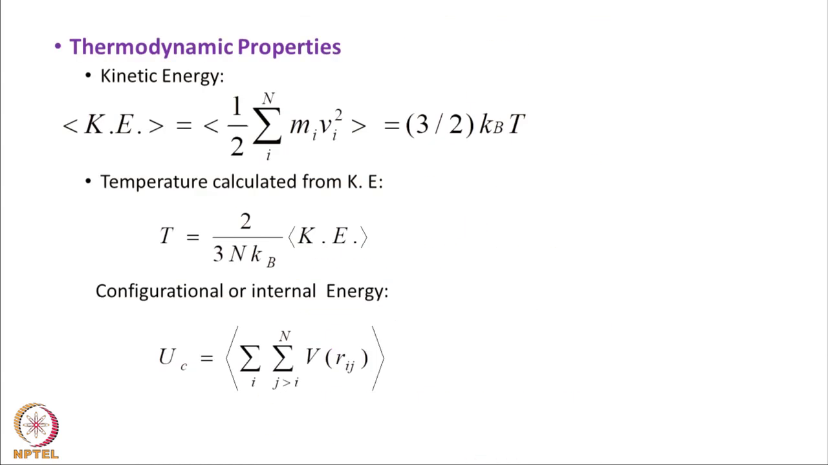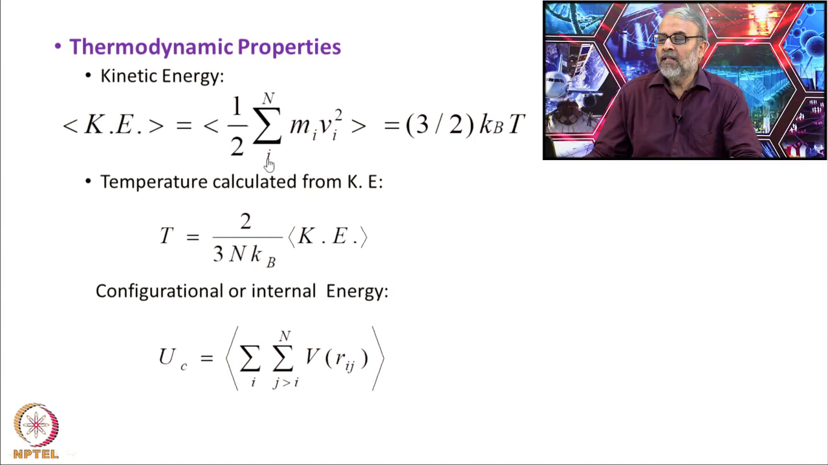Okay. So, next we want to study thermodynamic properties. So, what are the thermodynamic properties you want to study? One would be the kinetic energy. So, kinetic energy is nothing but the sum of i going from 1 to N, m_i v_i square. So, that should be equal to 3 by 2 kT by the equipartition theorem. So, it allows me to calculate the temperature from calculation of the kinetic energy. So, temperature is really obtained by kinetic energy multiplied by 2 divided by 3 N k_B.